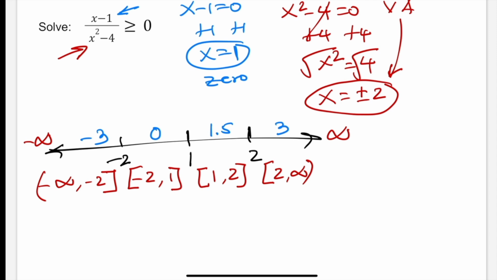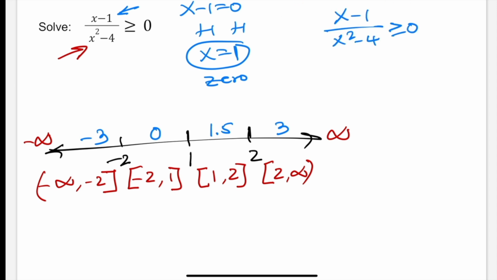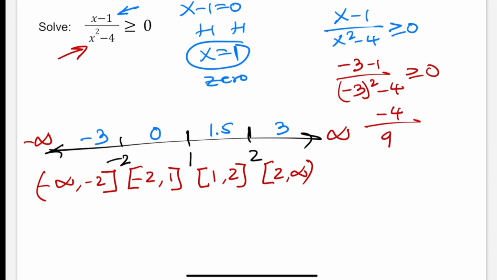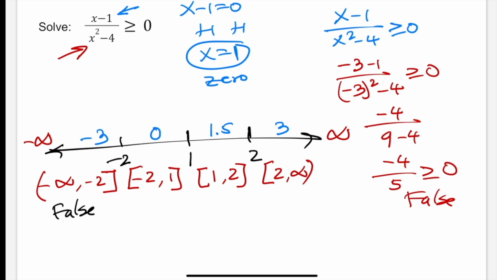Same as before, I'm going to check that in my original function. The first value that I'm going to check is negative 3. Negative 3 minus 1 gives me negative 4. Negative 3 squared is 9, minus 4 is positive 5. And negative 4 divided by 5 is negative 4 over 5. Is that greater than 0? No, it's not. So my first interval is false. That doesn't satisfy my inequality.